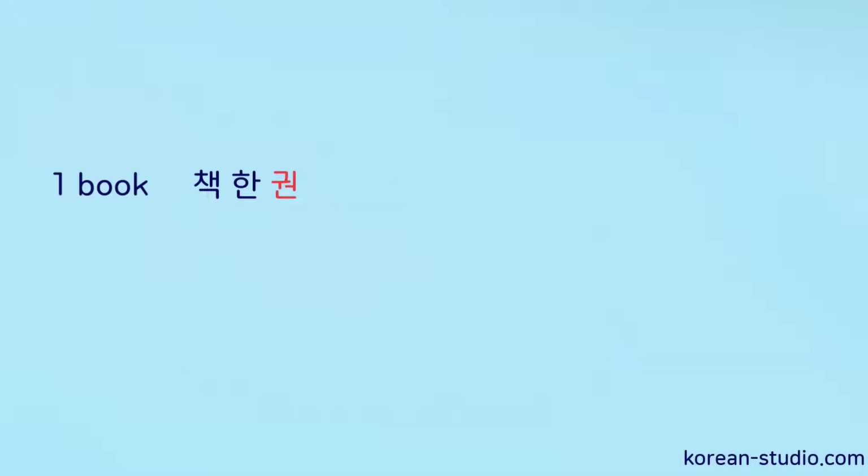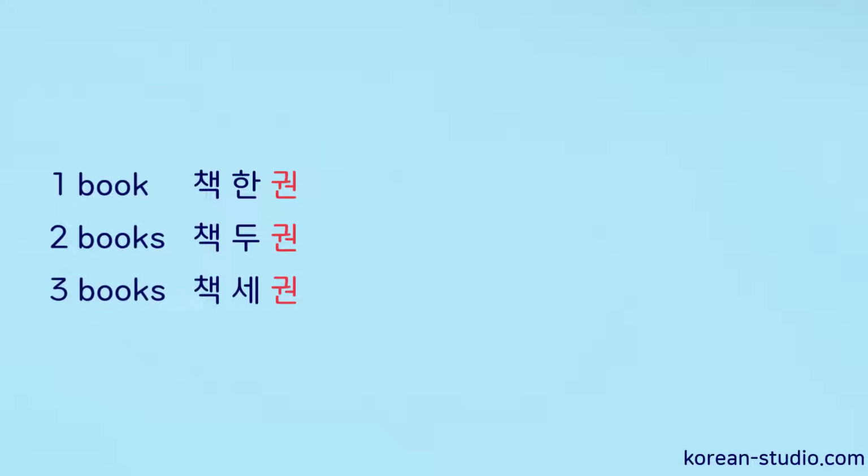Now, when you count things in English, you can say 1 book, 2 books, 3 books, and so on. So you say a number word and either a singular noun or a plural noun. However, the way we count things in Korean is a little different. To say 1 book, we say 책 한 권. To say 2 books, we say 책 두 권. And to say 3 books, we say 책 세 권.